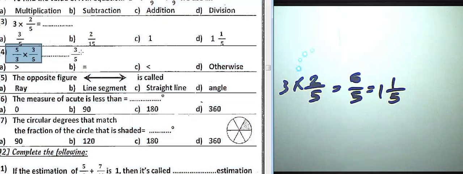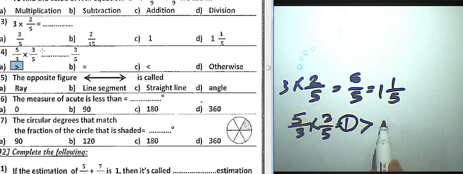1 is greater than 3 over 5. You must choose greater than, because the product between them is 1. 5 over 3 multiplied by 3 over 5 equals 1. 1 is greater than 3 over 5.